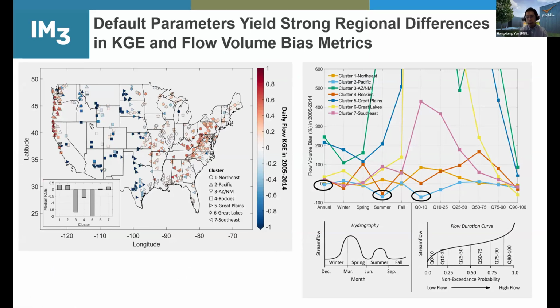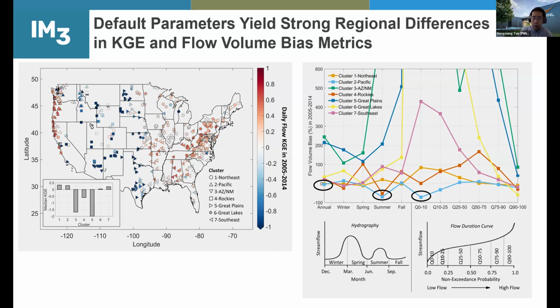The first one shows the default parameter simulation. So that's our baseline, right? The default parameter yields strong regional differences. Here I show the KGE and the flow volume bias metrics. The left picture shows the daily flow KGE; monthly flow shows different results but a similar pattern. You can see they have some skill on the west coast, some on the east, northeast, southeast, and some on the Midwest.